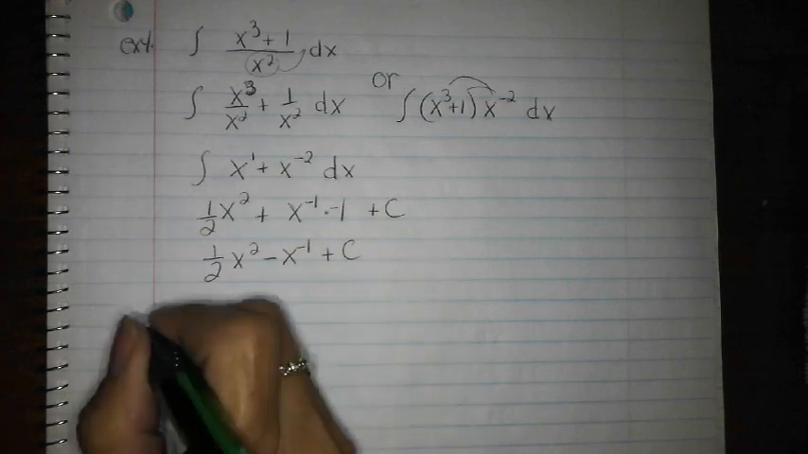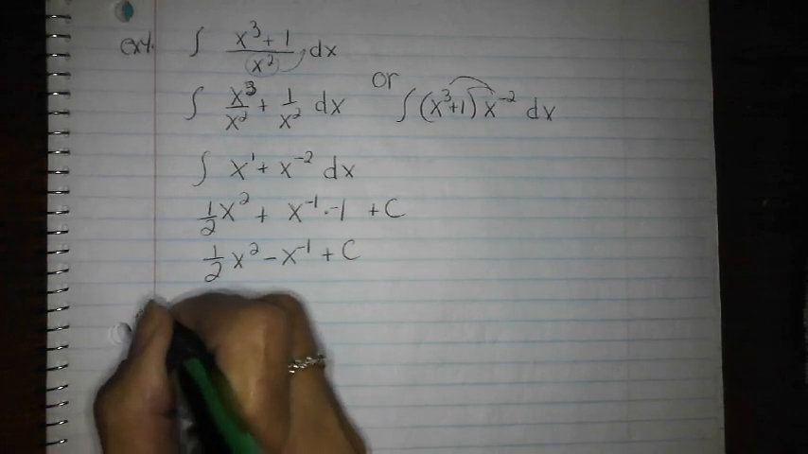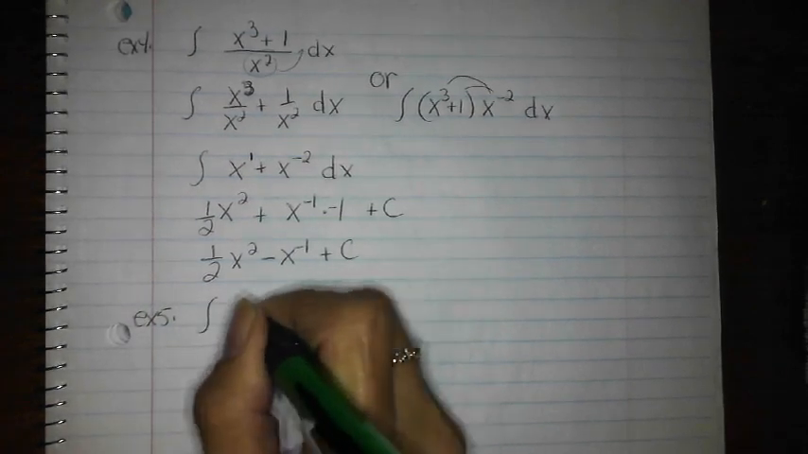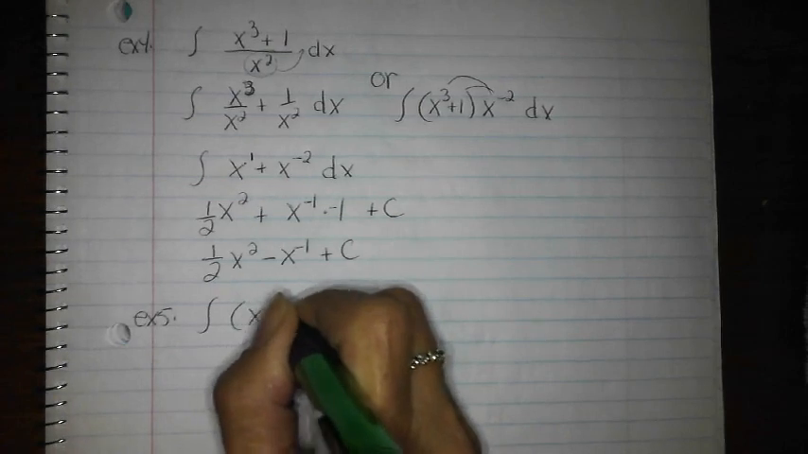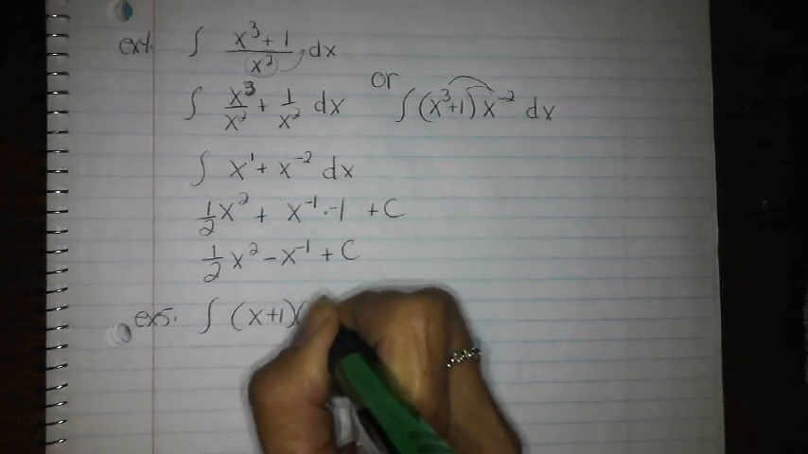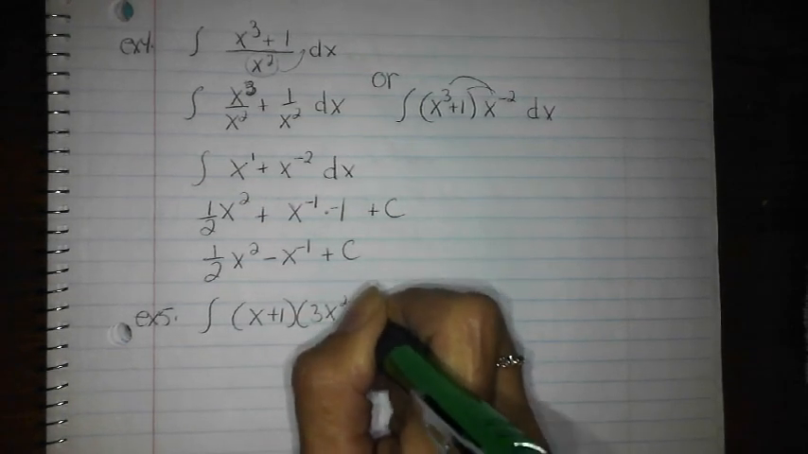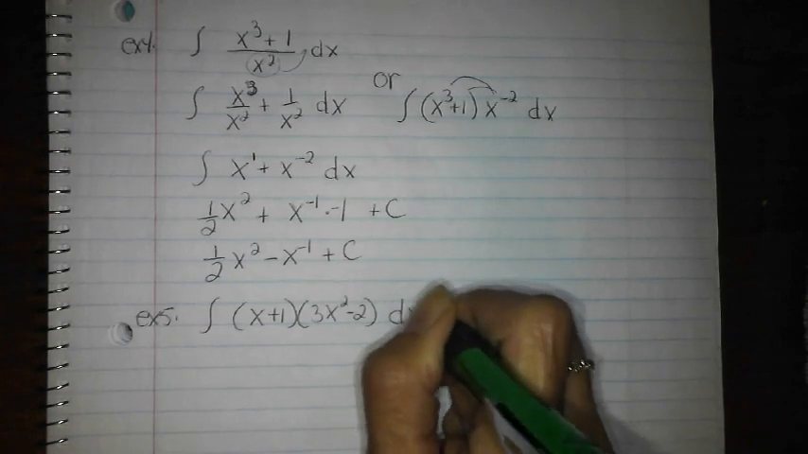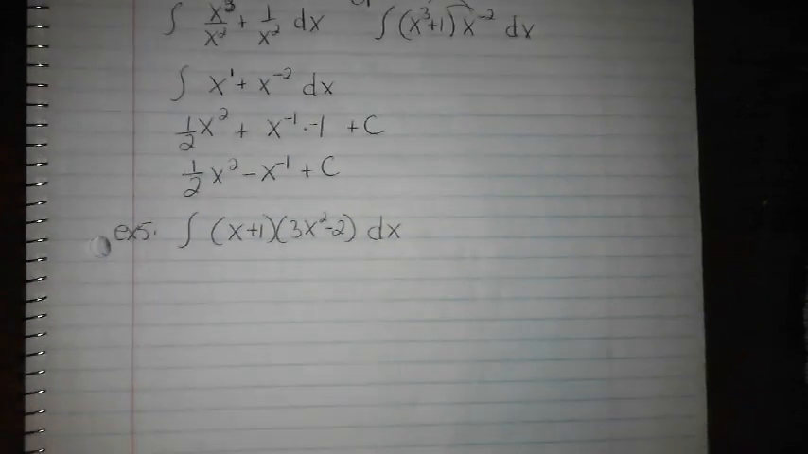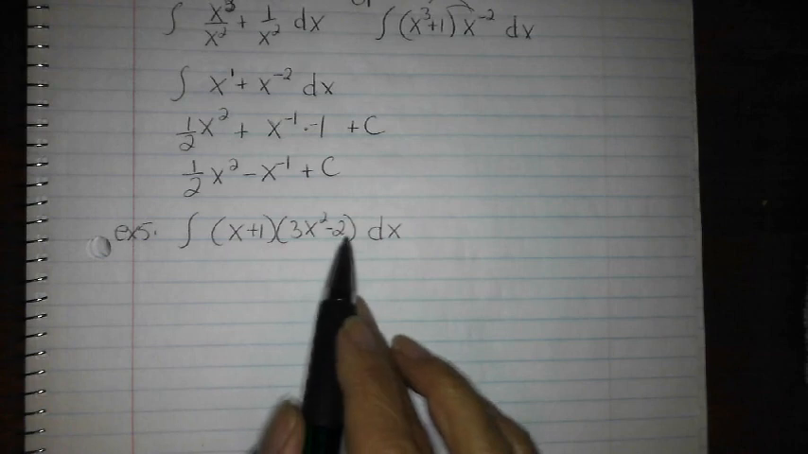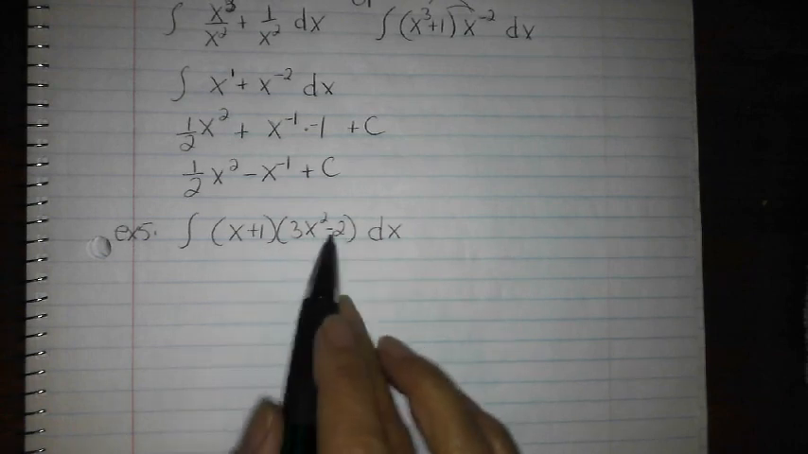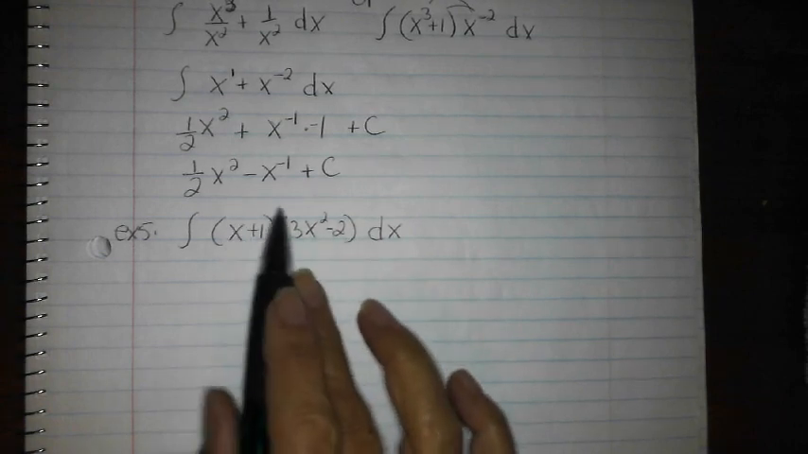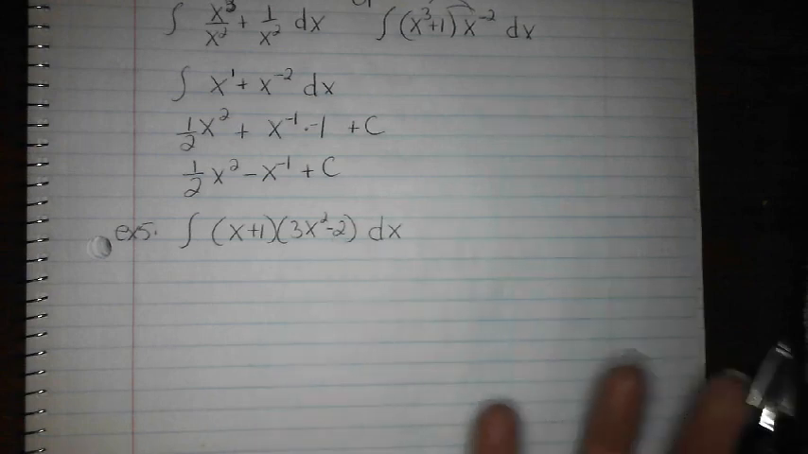Okay, number 5. X plus 1 times 3x squared minus 2. Okay, this one, again, we want to have all separate terms. And we don't have that, but we can get them if we FOIL this out. So you're going to have to FOIL before you do the integral.